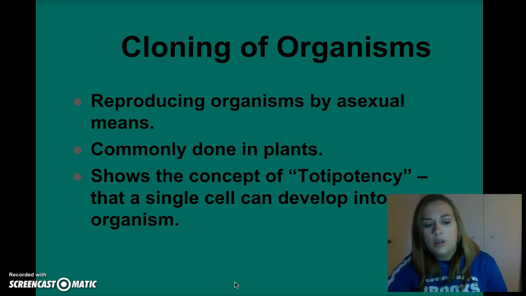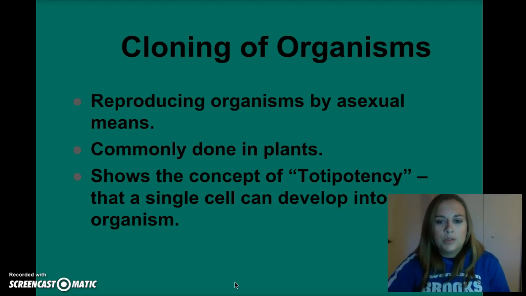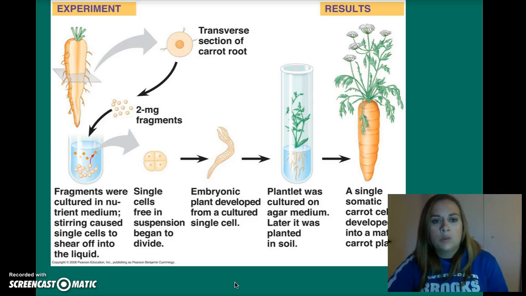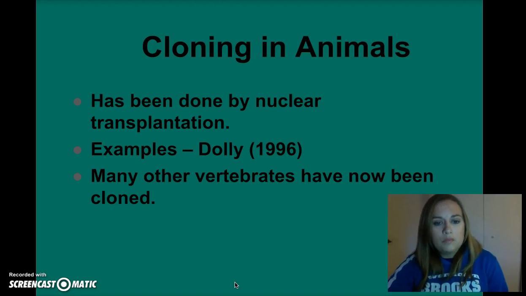Next we have cloning. This is reproducing organisms by asexual means, very common in plants. A lot of plant cells show totipotency, which means that you can take one small piece of a plant and you can end up growing a new plant from it. Cloning in animals is a little bit different.